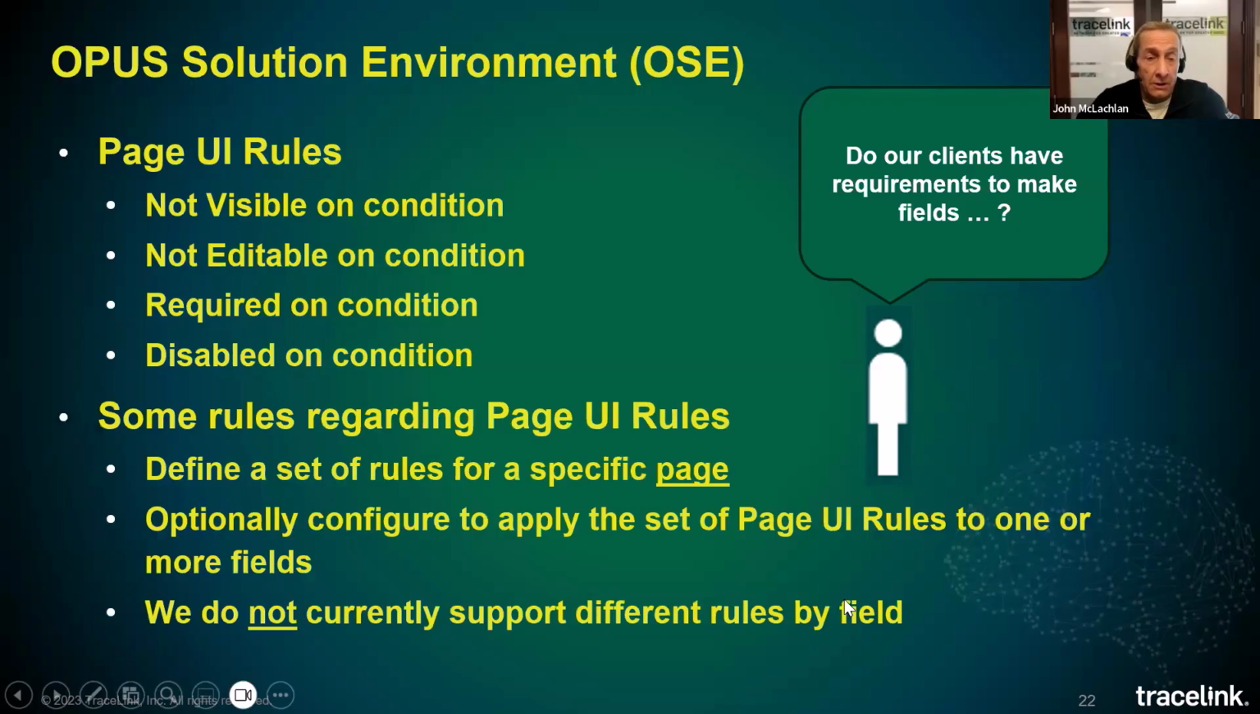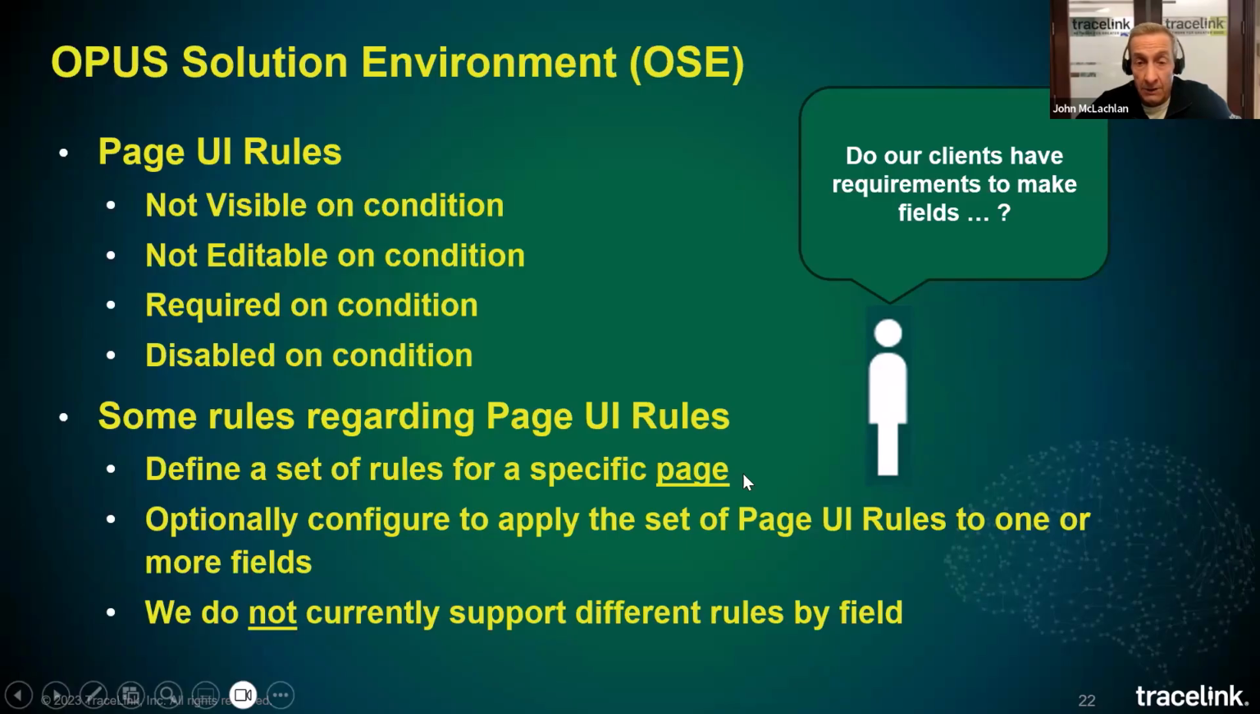Now, currently there are a few rules regarding page UI rules, and how to think about this conceptually is that we define a set of rules for a specific page. So the sent PO view edit page and the sent invoice page could have two different sets of rules, but for a given page right now, there's one set of rules. If you set conditional logic for fields not being visible, that's set at a specific page level. And I can have a different set of logic or conditions for fields being not editable, or required, but they're specific to a given page.